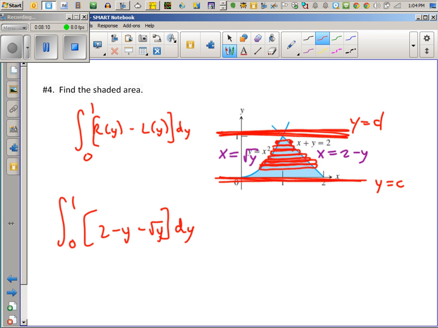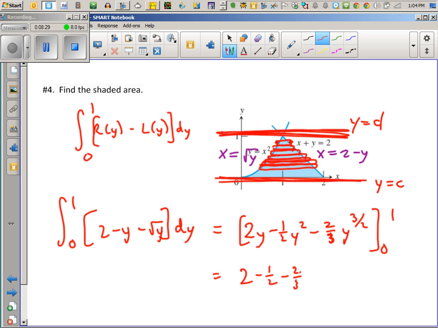And this works out great too. This gives you 5/6 as well. Let's try it. Your antiderivative is 2y minus 1/2 y squared minus 2/3 y to the 3/2. And you're plugging in 0 and 1. Plugging in 1 gives you 2 minus 1/2 minus 2/3. Plugging in 0 gives you 0. So basically you have 5/6. It's 6/6 minus 3/6 minus 4/6. So that works, doesn't it?